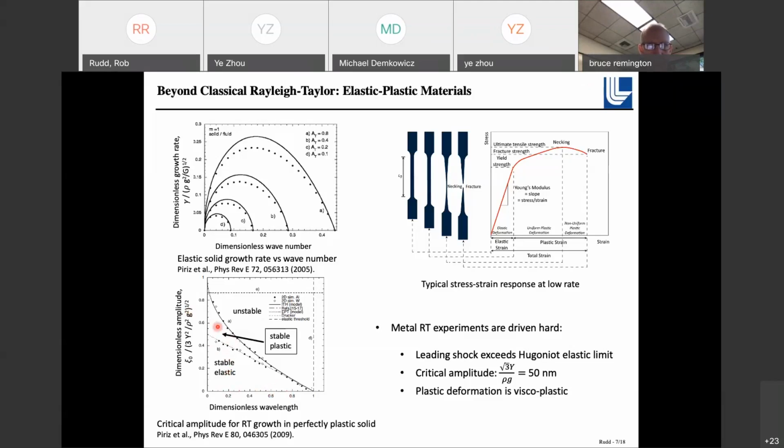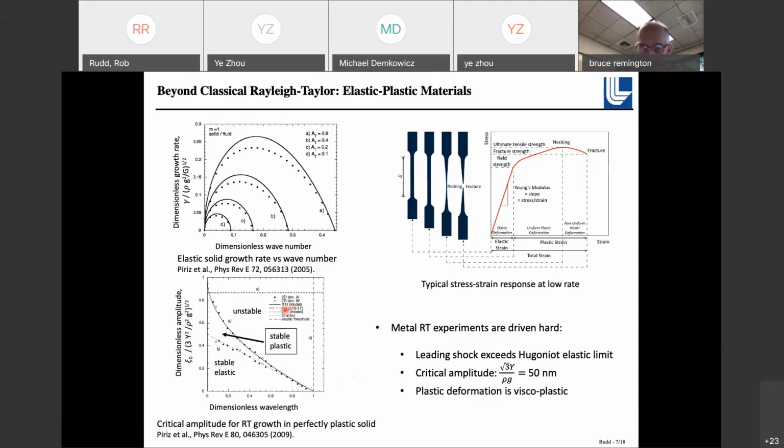And so by stable, what I mean here is that the acceleration happens, the amplitude of the perturbations starts to grow, but then it oscillates. So it doesn't grow exponentially the way that it does in the unstable regime. But for a sufficiently large amplitude or a sufficiently long wavelength, you do get unstable growth in plasticity.